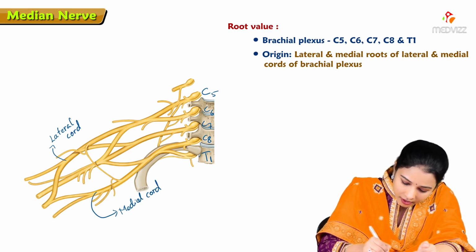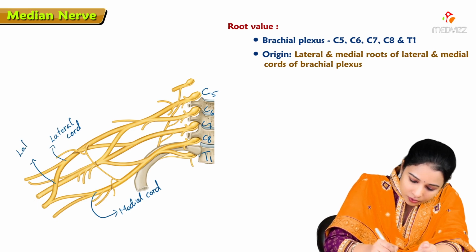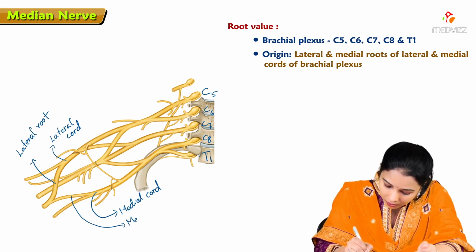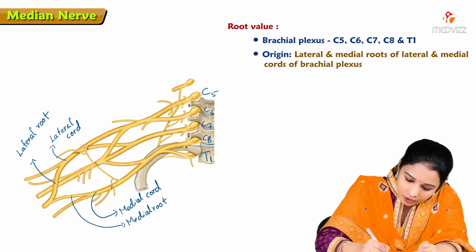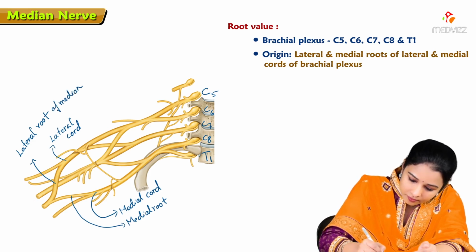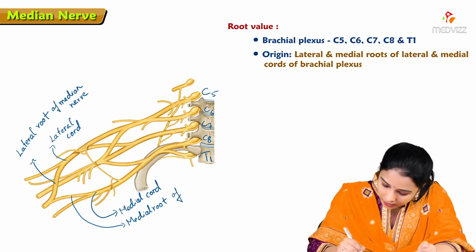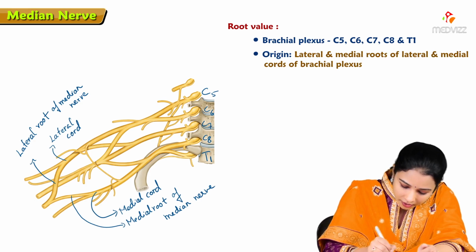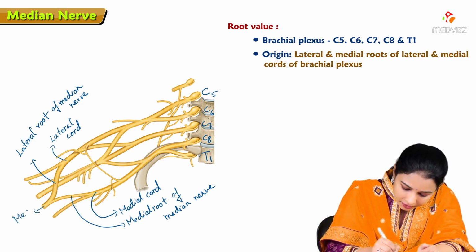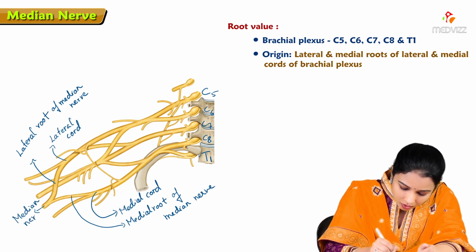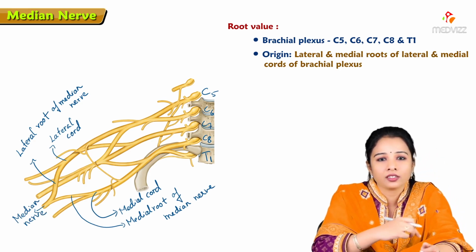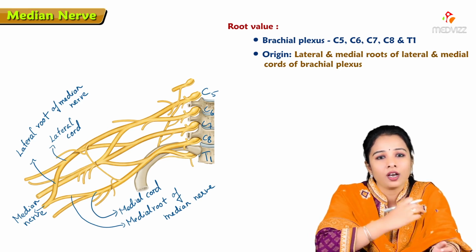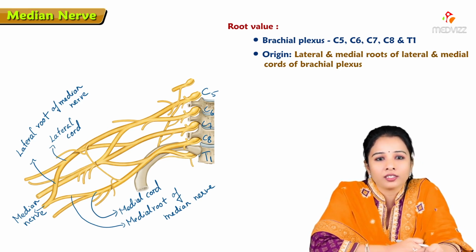And you can see the lateral cord gives rise to lateral root and medial cord gives rise to medial root. So lateral root of median nerve and medial root of median nerve. So both these roots, they just join to form the median nerve. It is called median because it is present in the center axis of the arm. So all through the arm and forearm, it will be in the center, in the midline of the arm as well as forearm. That is the reason it is called as median nerve.